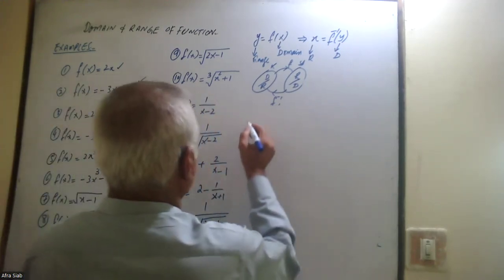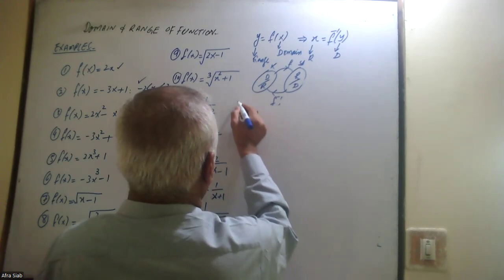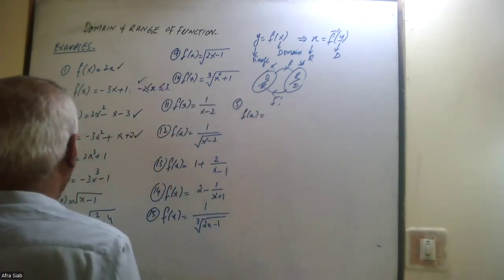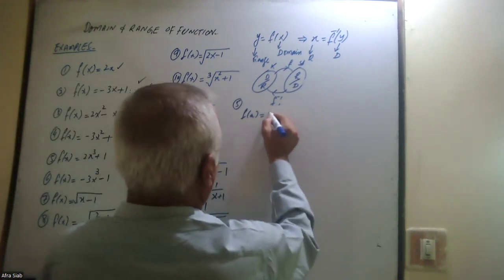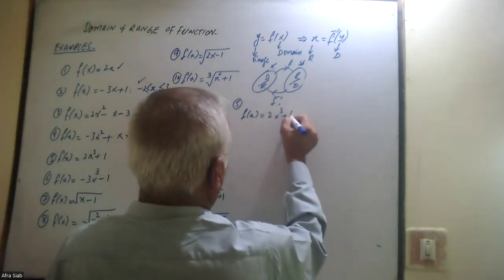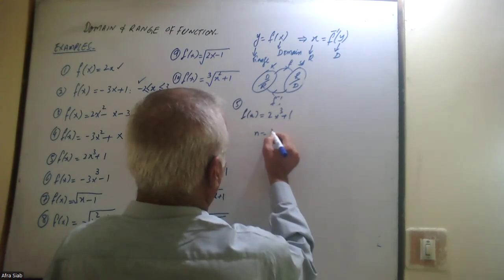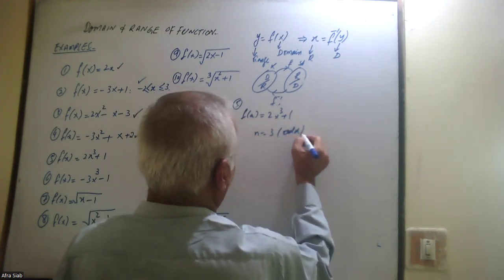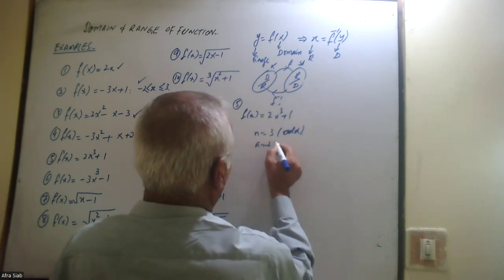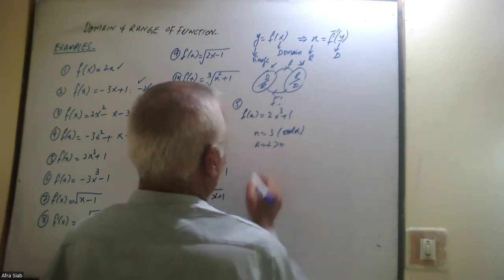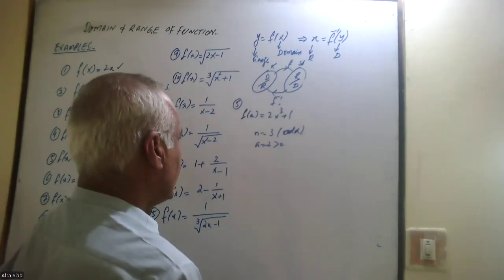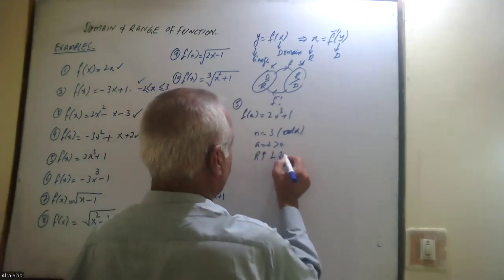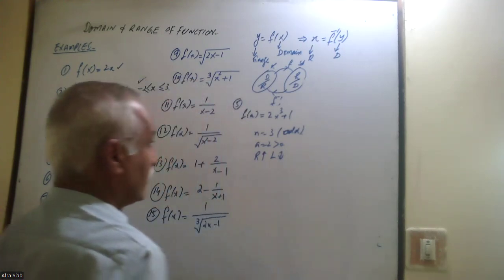f of x is equal to 2x cube plus 1. So n is equal to 3, which is an odd number, and a is equal to 2, which is greater than 0. So when n is odd and a is greater than 0, then the right side of this graph is upward and the left side of this graph is downward.